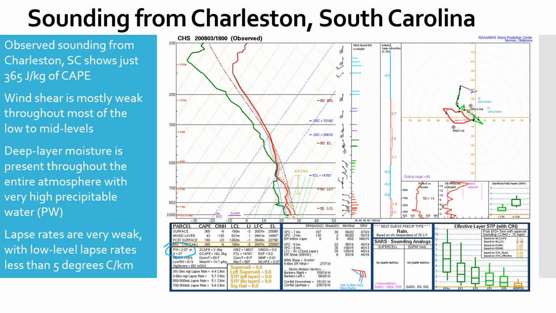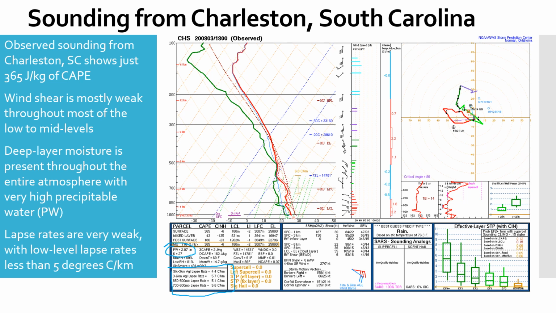In addition, our lapse rates are very weak. In the lower left-hand corner, we can see that lapse rates are generally around 5 degrees Celsius per kilometer, or even less in the low levels. And that relates to how quickly our temperature is decreasing with height. So that leads to very little instability.